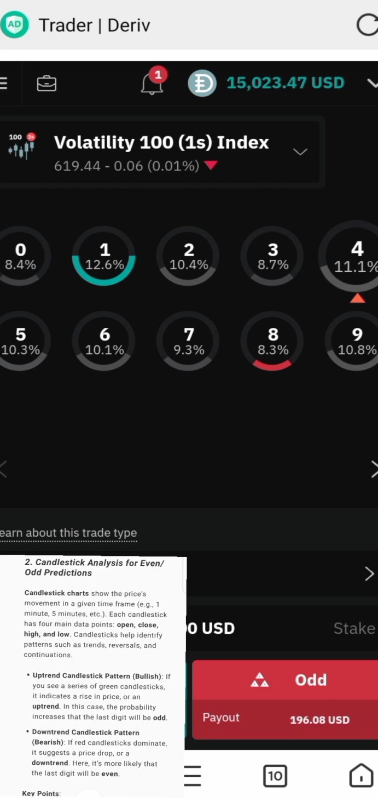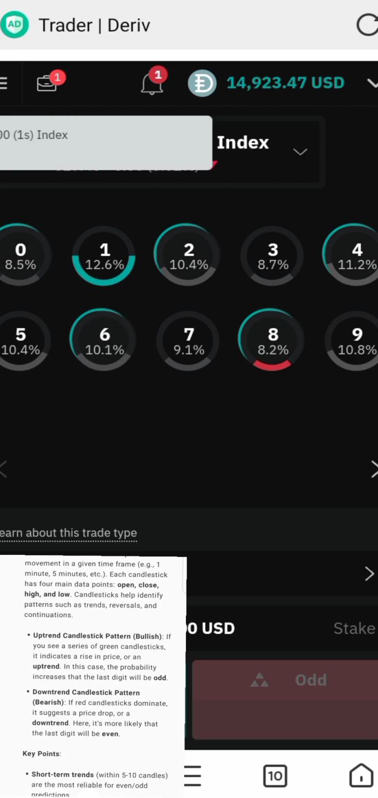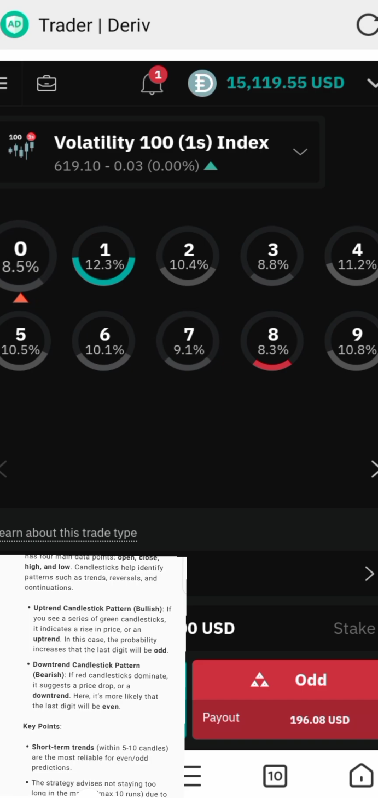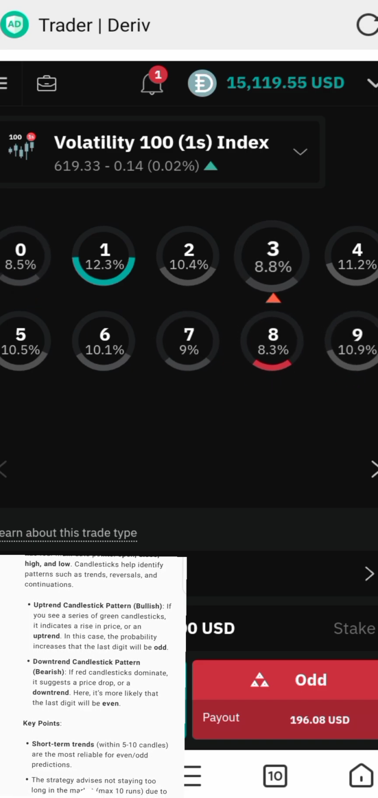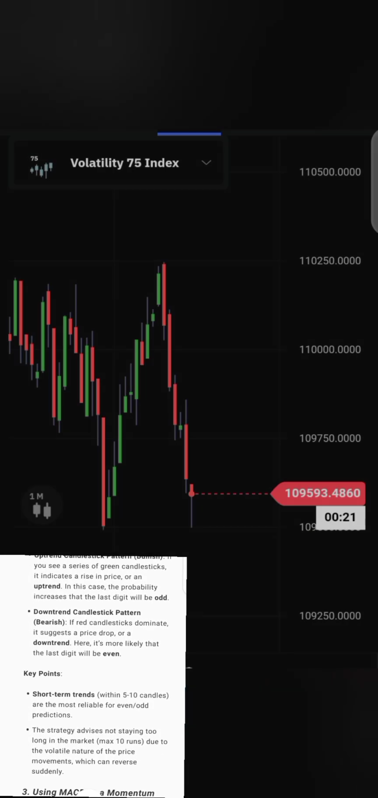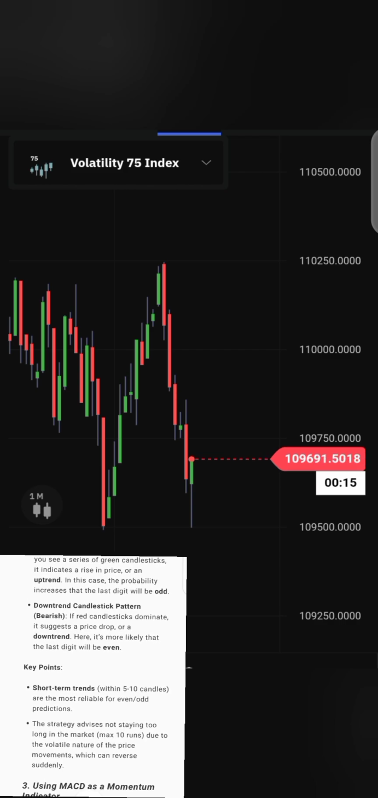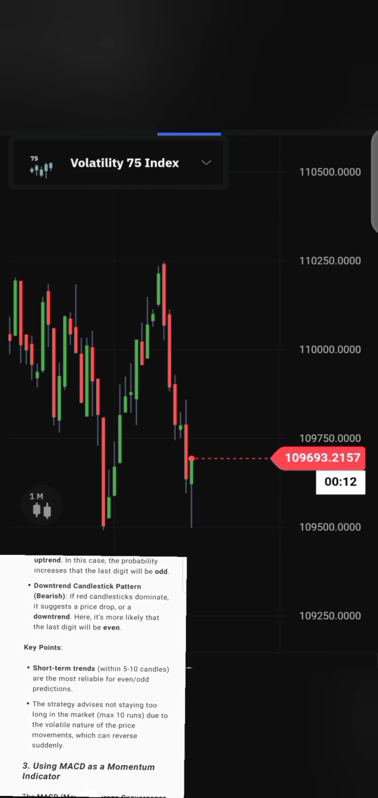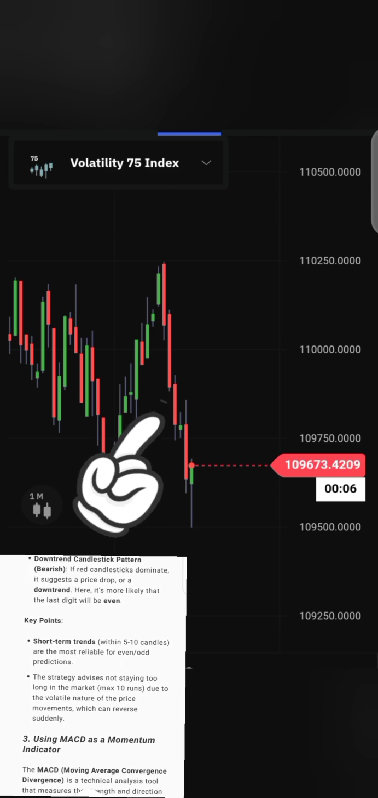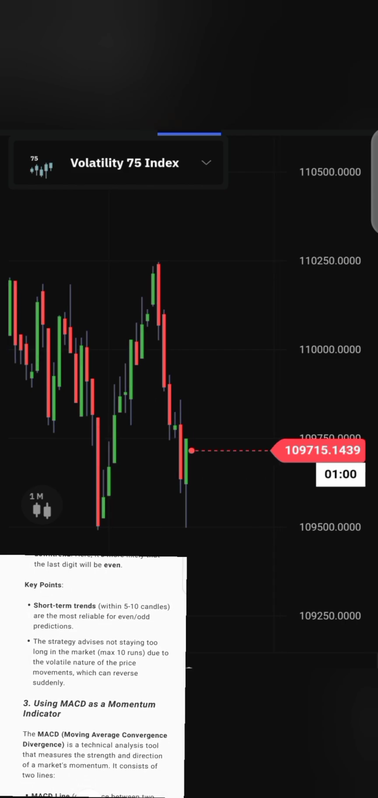Candlestick analysis for even-odd predictions. Candlestick charts show the price's movement in a given time frame, e.g., 1 minute, 5 minutes, etc. Each candlestick has 4 main data points: open, close, high, and low. Candlesticks help identify patterns such as trends, reversals, and continuations. Uptrend candlestick pattern, bullish: if you see a series of green candlesticks, it indicates a rise in price or an uptrend. In this case, the probability increases that the last digit will be odd. Downtrend candlestick pattern, bearish: if red candlesticks dominate, it suggests a price drop or a downtrend. Here, it's more likely that the last digit will be even.